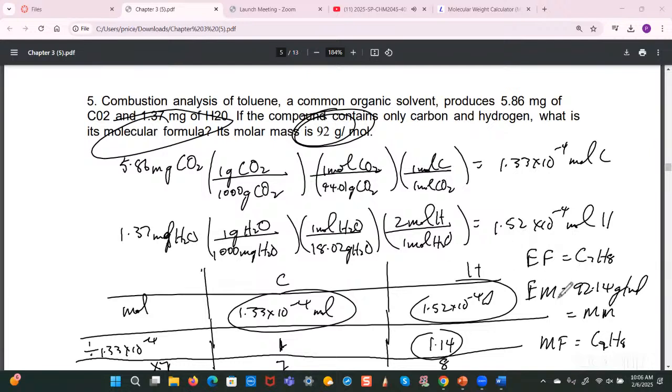Okay, so the empirical formula we just got is C7H8, right? And then based on that, I calculated the empirical mass, right? And the empirical mass is 92.14, and the molar mass is 92. So they're about the same, right? If they were different, then what you'd have to do is find the integral factor. The integral factor would be the molar mass divided by the empirical mass. In this case, because they're the same, the integral factor is 1. But if it was something else, let's say for example, if this was 2, then what you'd have to do is multiply this by 2 and this by 2. See what I'm saying? So the answer would be C14H16 in that case, right?